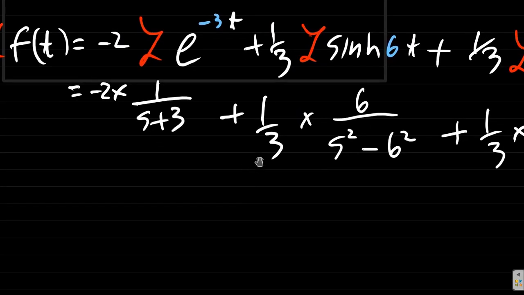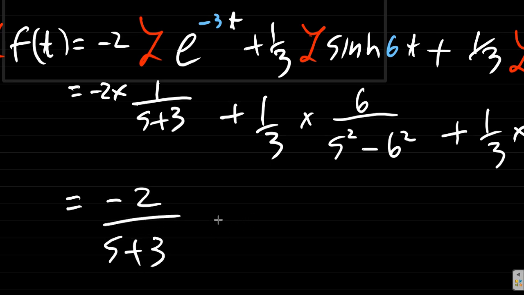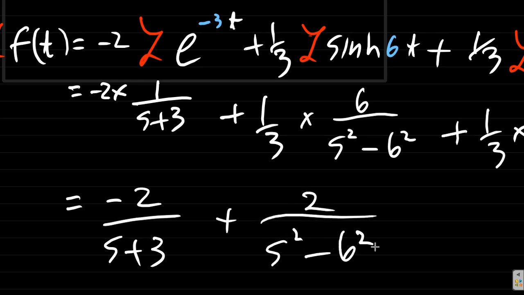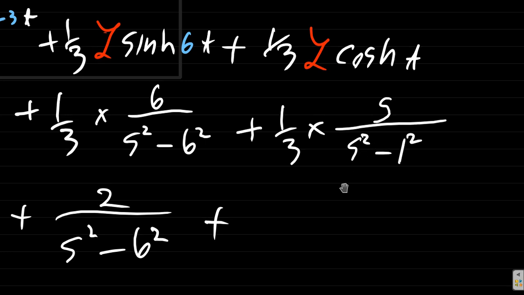Now, what we have here is equal to negative 2 over s plus 3. Alright? Plus 3 into 3, 1, 3 into 6, 2. It's going to be 2 divided by s squared minus 6 squared plus, and then this is 1/3, 1/3 times s over s squared minus 1 squared.